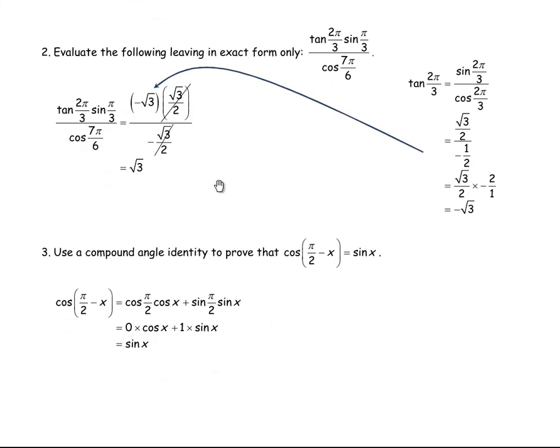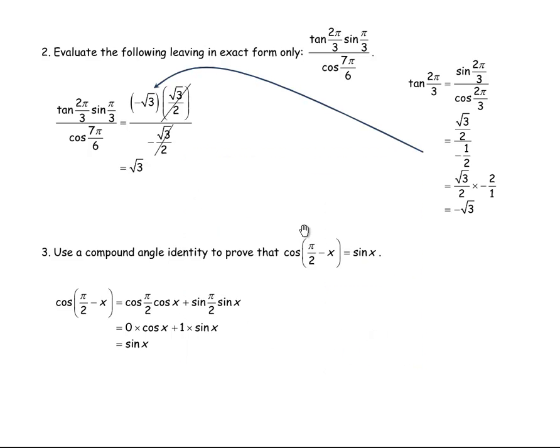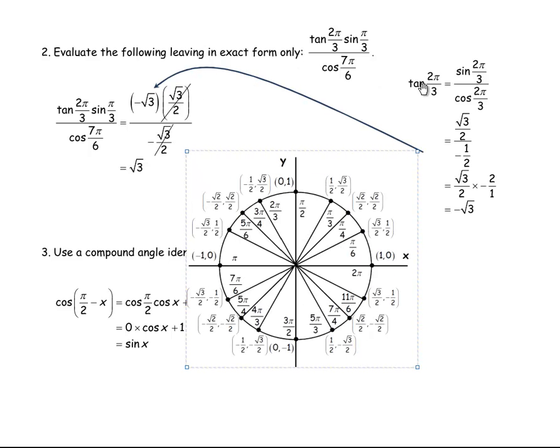For number 2, you're asked to evaluate the following, leaving in exact form only. And so it's the tan of 2 pi over 3 times the sine of pi over 3 divided by the cosine of 7 pi over 6. And let's bring that unit circle back again. So there's the unit circle back again. And so in order to evaluate this, let's do the tan of 2 pi over 3. It's the only one you can't read directly off this. So to find the tan of 2 pi over 3, I would divide the sine of 2 pi over 3 by the cos of 2 pi over 3.